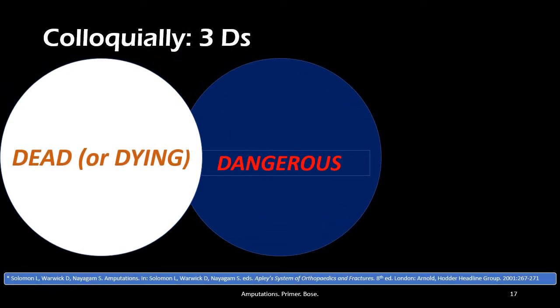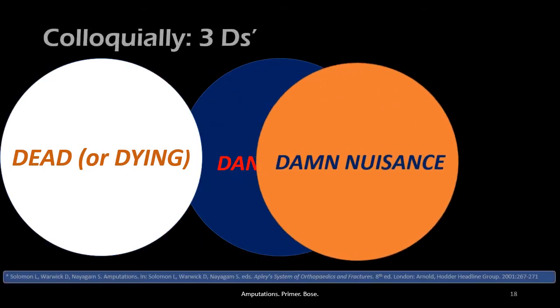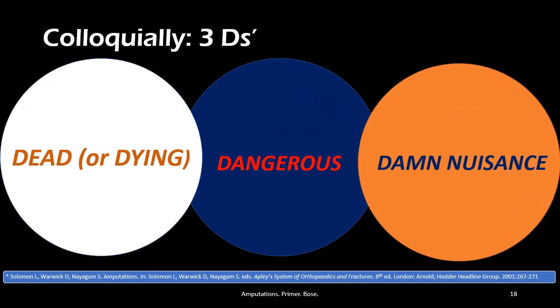And then there is a body part which is dangerous if it is left in the body. So that would be the second D. A body part that is a nuisance. So this is an easy way to remember the issues surrounding amputations or the causes. So here are some examples.